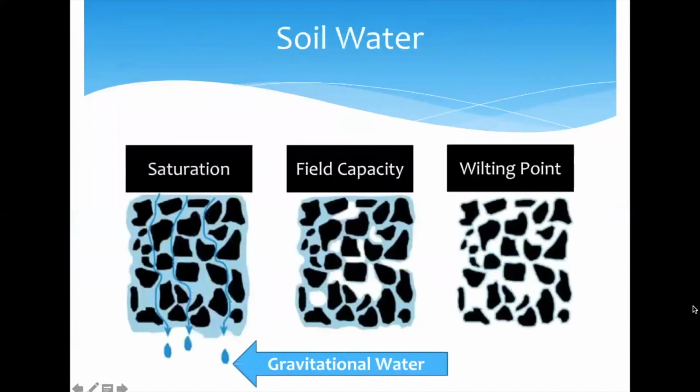We have wilting point, which is the permanent wilting point. So we can have permanent wilting point at PWP, or wilting point at WP. And this is defined as the minimal point of soil moisture the plant requires not to wilt. So how dry can the soil be to the point where the plant is not going to wilt?